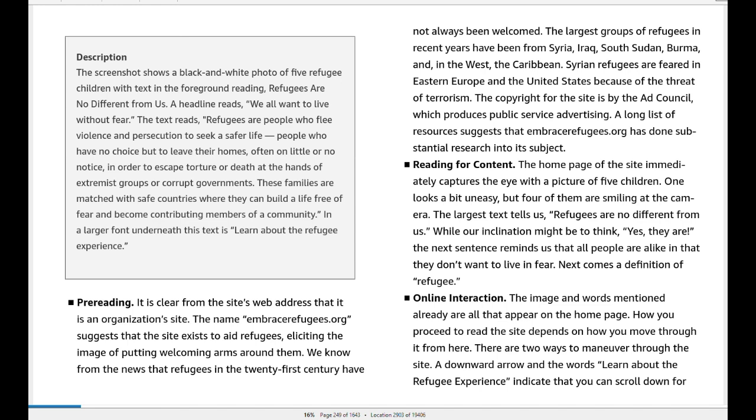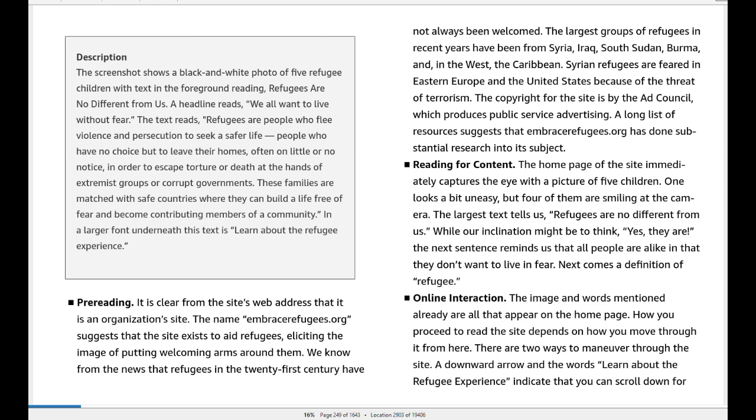Reading for content. The home page of the site immediately captures the eye with a picture of 5 children. One looks a bit uneasy, but 4 of them are smiling at the camera. The largest text tells us refugees are no different from us. While our inclination might be to think, yes, they are, the next sentence reminds us that all people are alike and that they don't want to live in fear. Next comes the definition of refugee.